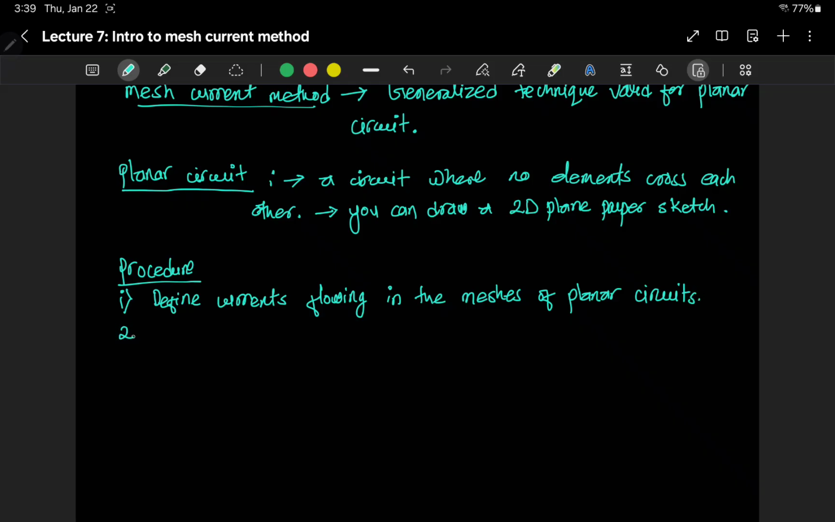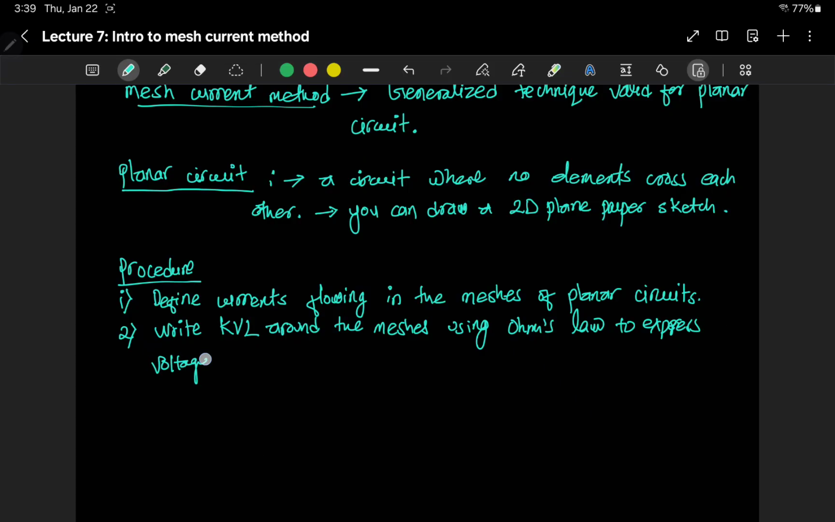Okay, so that is the first step. Second one is we write the Kirchhoff's voltage law around the meshes, using Ohm's law to express voltages across the resistors in terms of the mesh current.